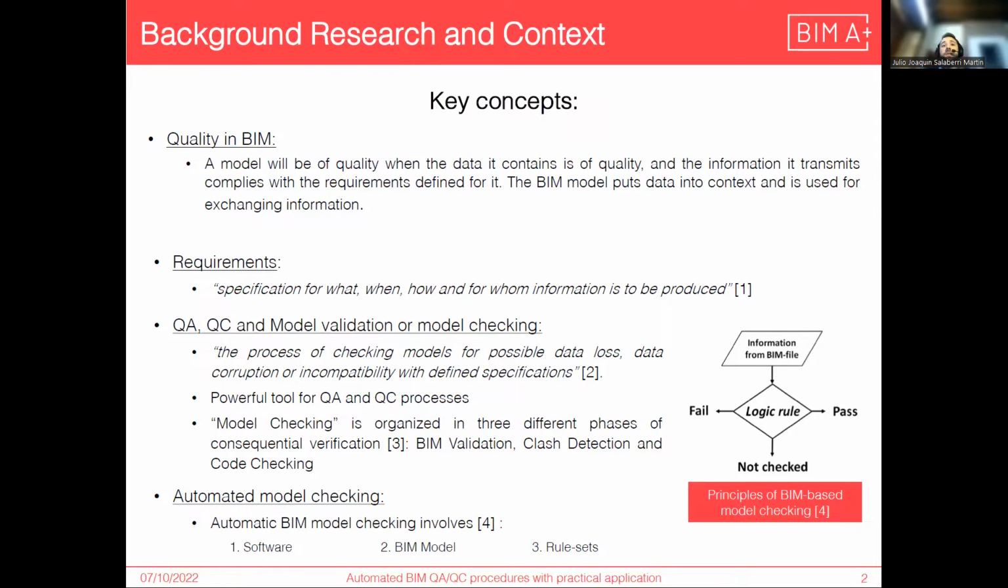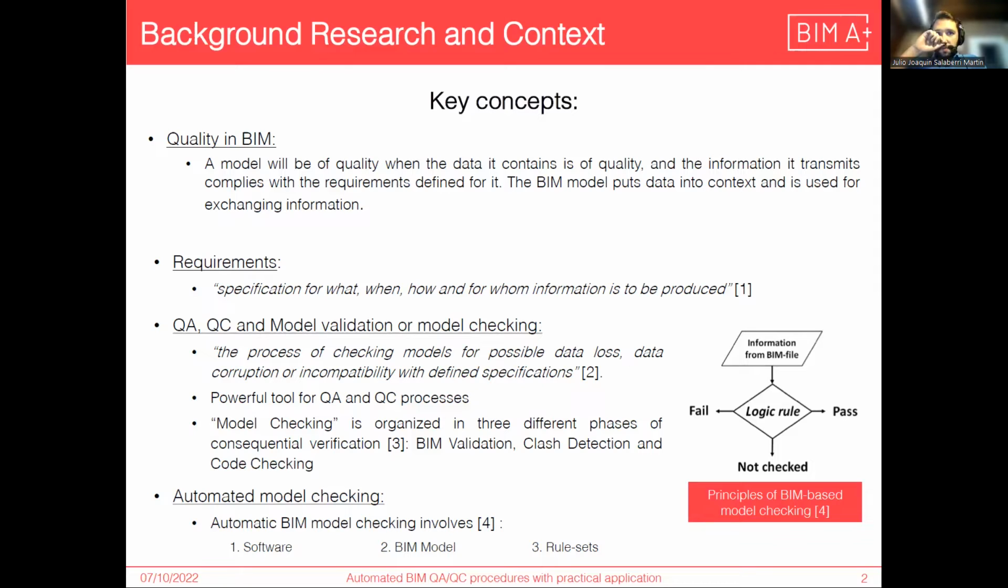These requirements define what, when, how, and for whom this information is going to be produced, and a way to keep the quality in our BIM models is through the implementation of QA and QC processes. One of the most powerful tools to implement these processes is model checking or model validation, which is the process of checking the models for any possible data loss, corruption, or incompatibility with the requirements that we were talking about.